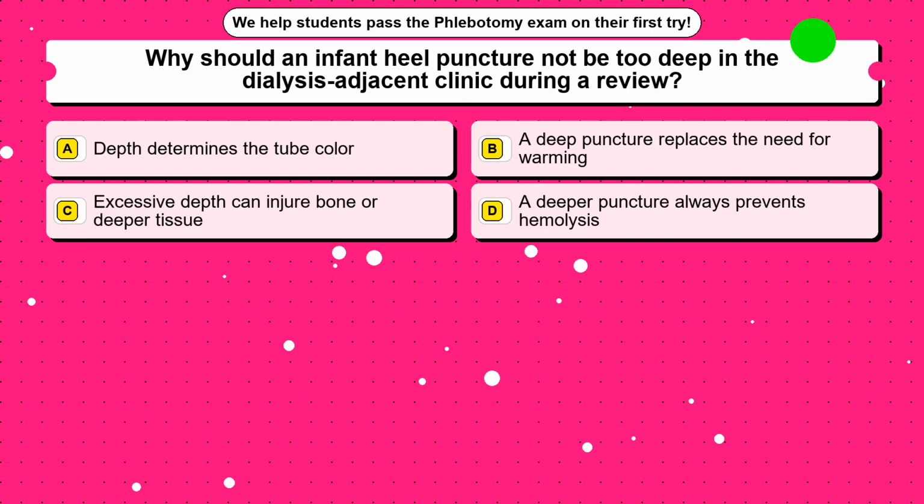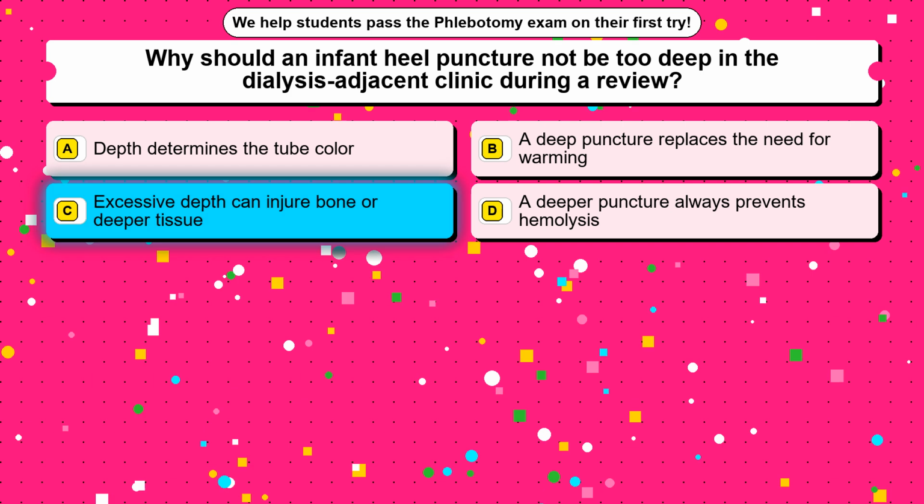Question 63. Why should an infant heel puncture not be too deep in the dialysis adjacent clinic during a review? Option A. Depth determines the tube color. Option B. A deep puncture replaces the need for warming. Option C. Excessive depth can injure bone or deeper tissue. Option D. A deeper puncture always prevents hemolysis.